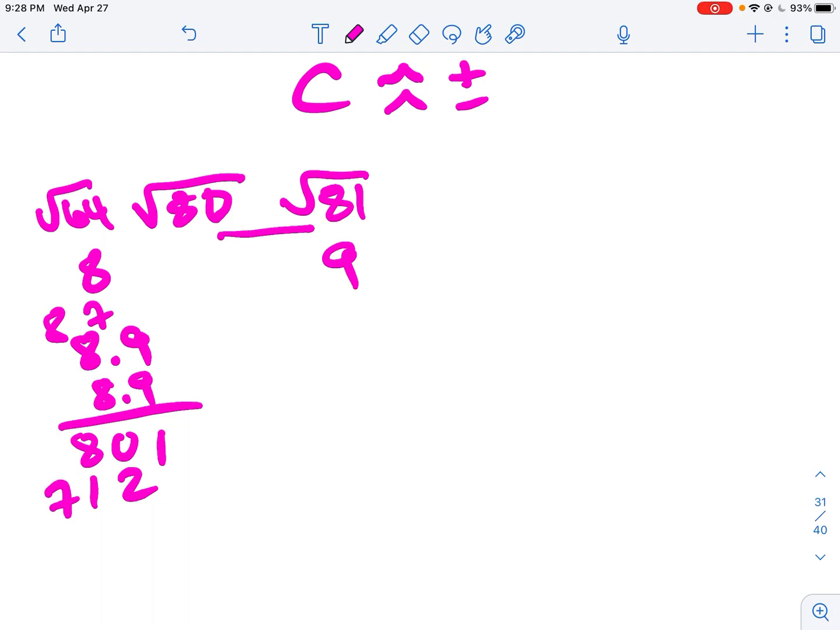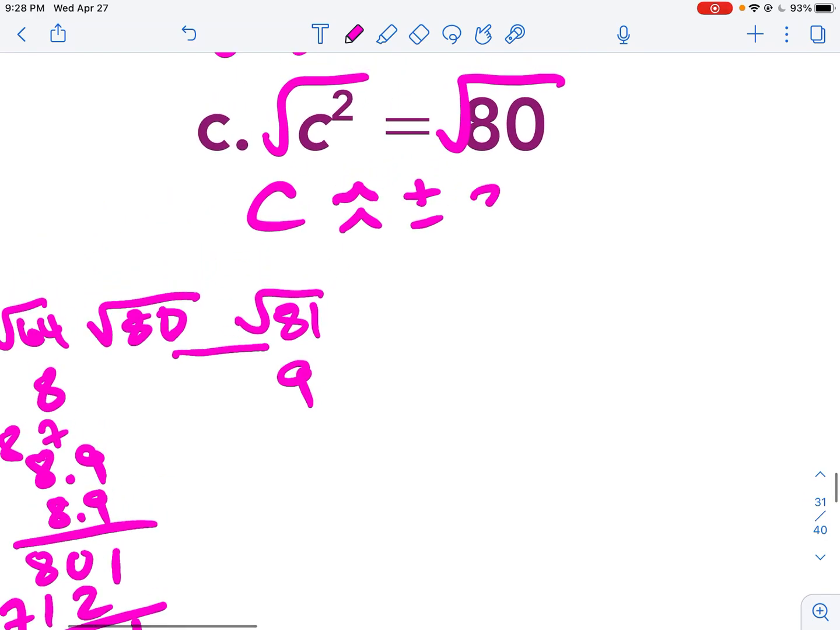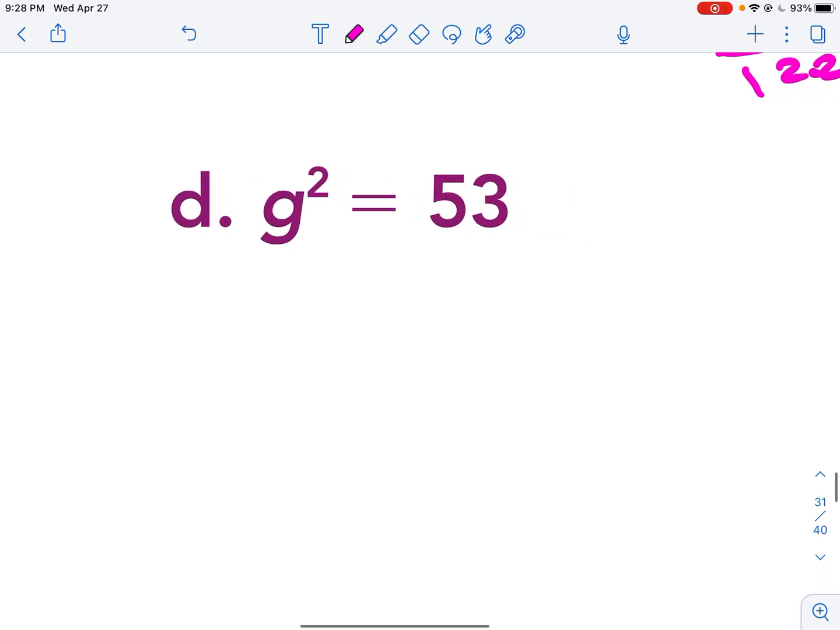64 plus 7, 71. 1, 2, 9. 79.21. Okay, I can't go up any further, else I'd be at 9. So this is going to be approximately 8.9.